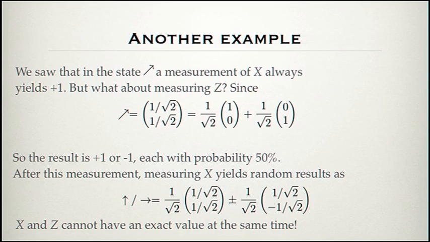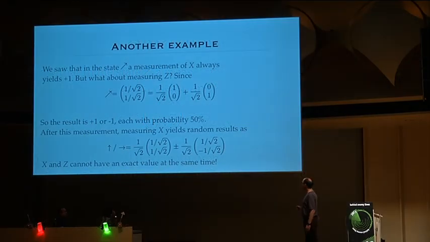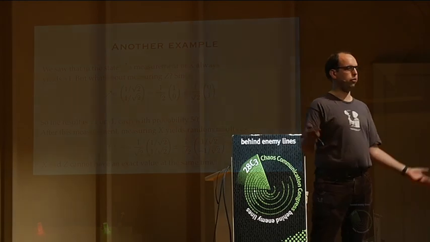And you see, these 1 over square root 2 and 1 over square root 2, these are the numbers that are called c in the slide before. So the result is either plus 1, if I measure this one, or minus 1, if I measure this one, each with probability 50%, because if I square 1 over square root of 2, I get 1 half, and that's 50%. Okay, so in this state, the eigenstate of x, I measure z, and the result is like a coin toss. Half of the time I get plus 1, half of the time I get minus 1.